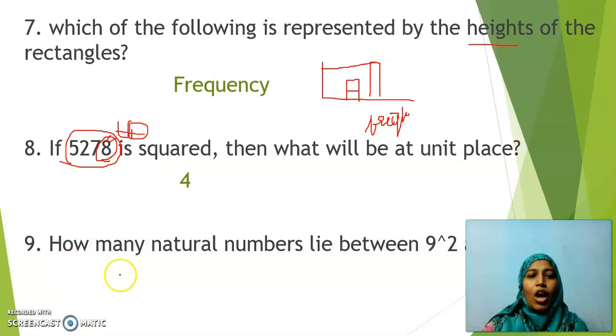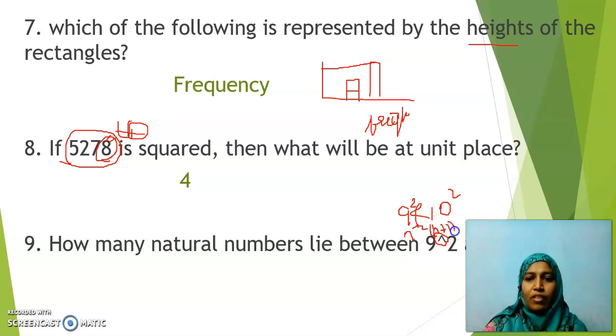Next question. How many natural numbers lie between 9 raised to the power? Actually, we couldn't type square in Google Form, so I used this raised to the symbol. Okay, so it means 9 squared and 10 squared. How many natural numbers? What is the formula for that? If this is n and this is n plus 1, how many natural numbers lie between n squared and n plus 1 squared?